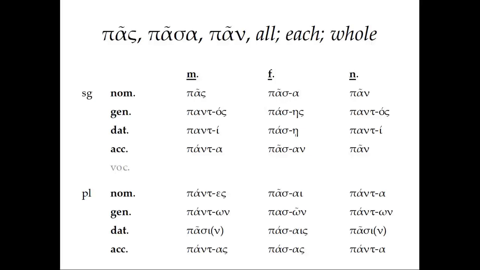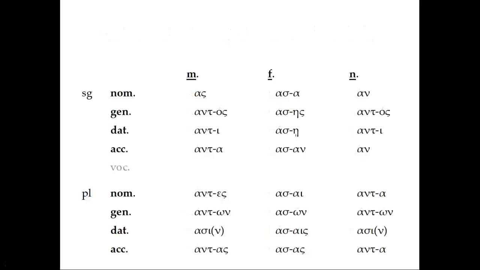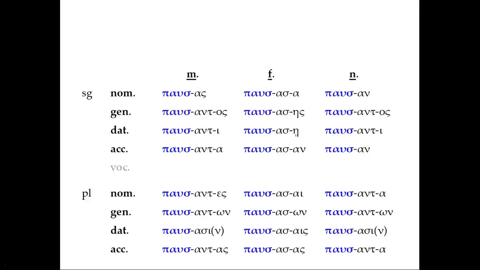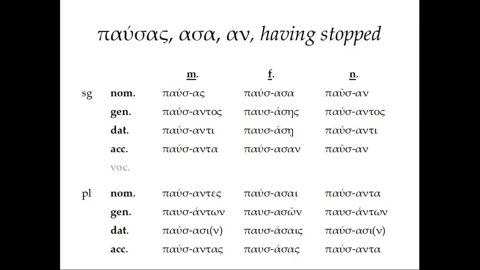So these are the forms for pas in the masculine, the feminine, and the neuter. As I just indicated, we're going to drop the pi from all of these. That leaves us with all of these endings, and we're going to add the aorist stem of whichever verb we're dealing with. So if it's the verb pauo, I stop, we're going to take the present stem, pauo, add the sigma, and get paus, and just add all those in there. And that is effectively all we have to do. Pausas, pausasa, pausan, having stopped.